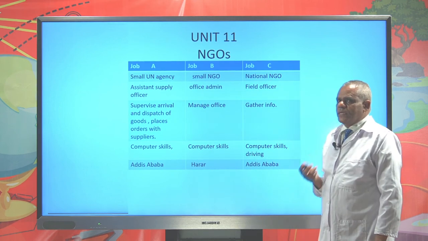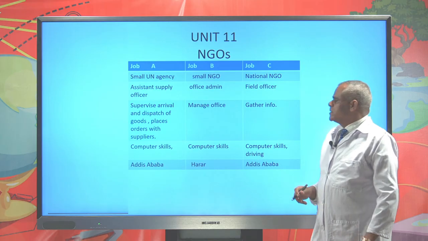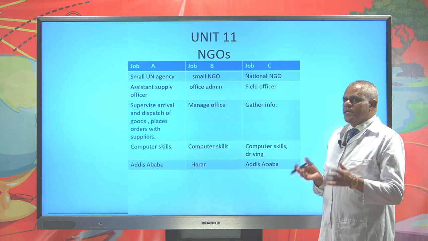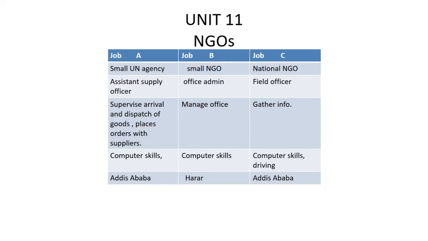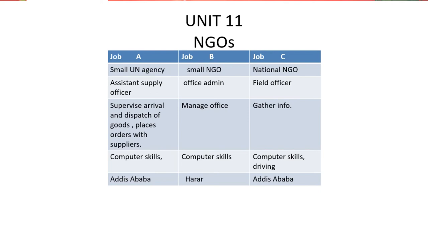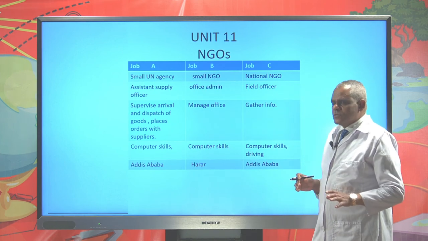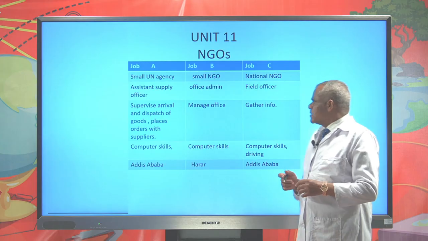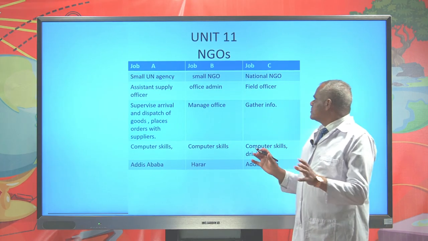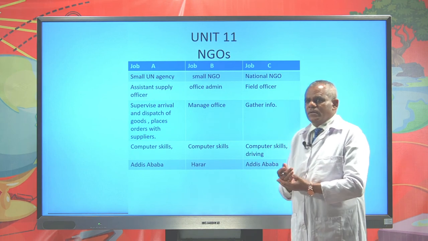And job A, the responsibility expected from job A: supervise arrival and dispatch of goods, place orders with suppliers. This is the duty expected from the applicant, the one who wants to fit this organization. He has to involve himself so as to complete all these activities. Job B, manage the office, in a good manner, without making any conflict. He has to manage everybody who is working in that organization in a good manner. Job C, gather information, so as to produce data, etc.